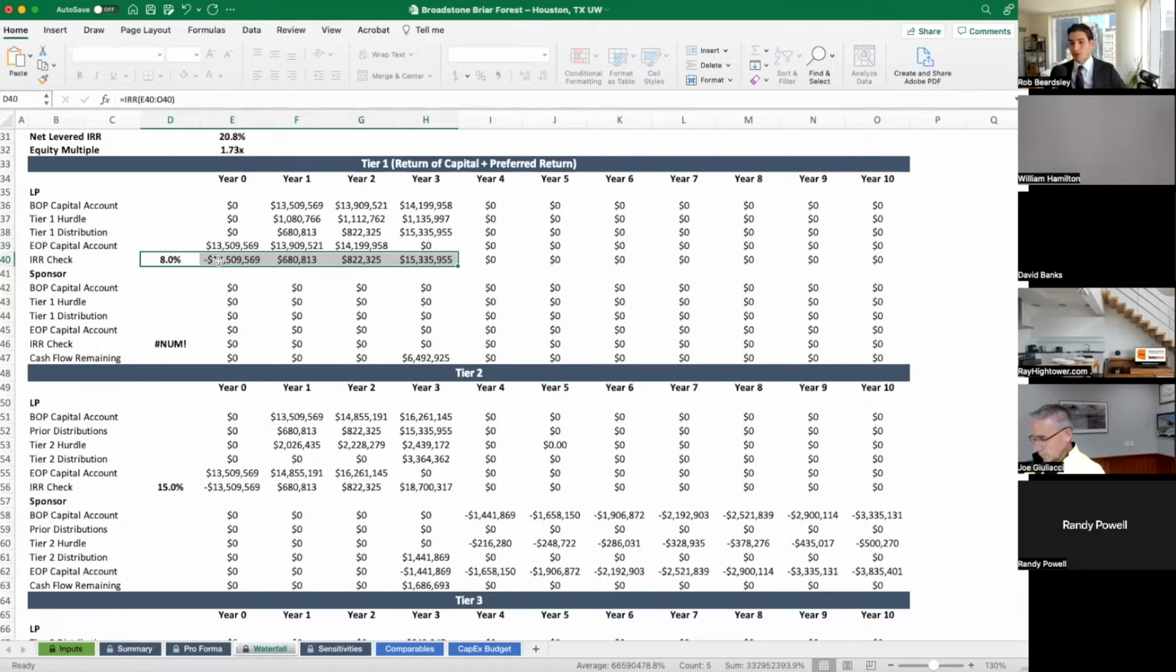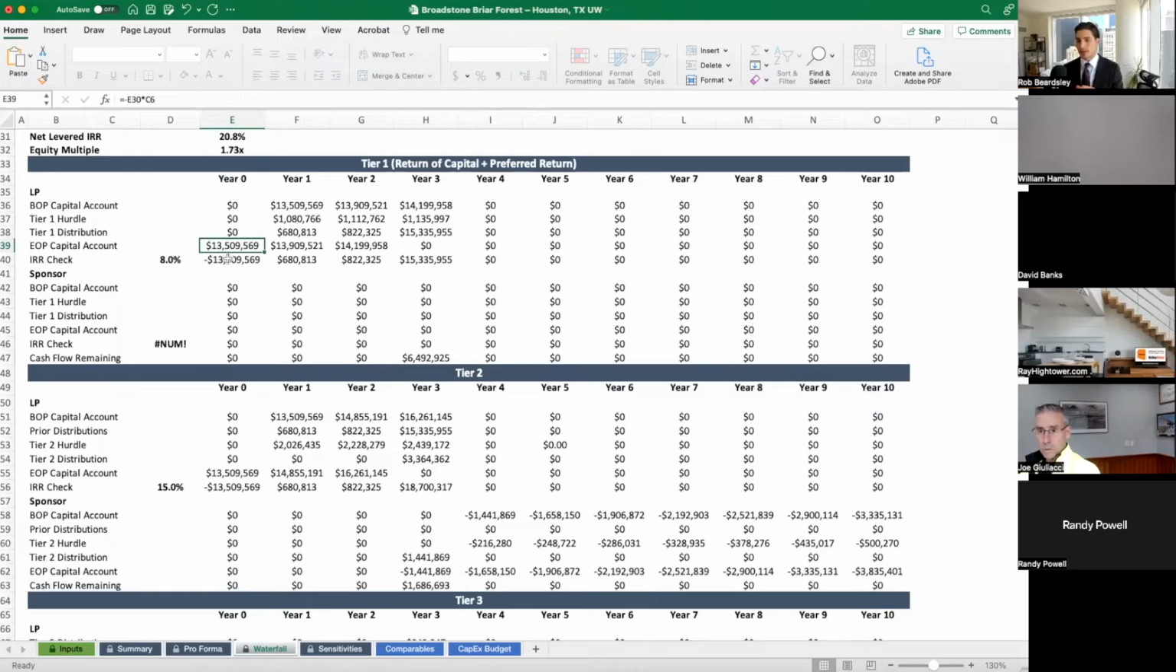You have to return all capital. So it's not enough to just pay $1 million in cash flow every year. You have to return the original 13.5 million. So satisfying this tier 1 hurdle pretty much always requires a sale, right? You'd have to hit a total home run refi in order to hit this tier 1 hurdle without a sale.